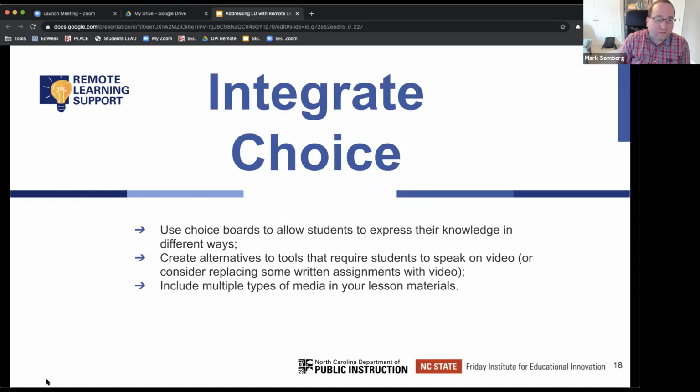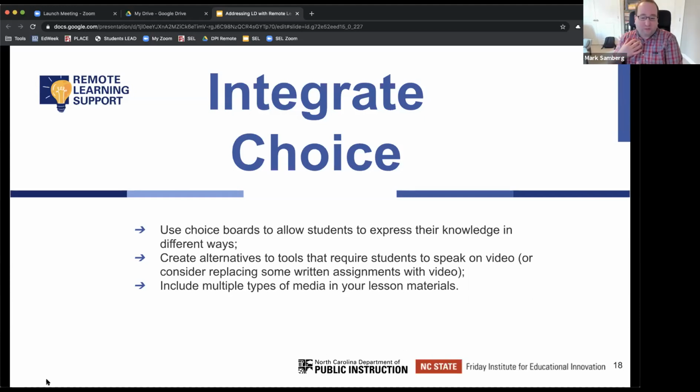It's going to be difficult for some students to type a long essay or to record. So the next one says, create alternatives to tools that require students to speak on video, or consider replacing some text assignments with video, right? For some students, they may have issues speaking on video. That may be a difficult thing for them to do, and they would prefer to submit a written response, and you would get a better response from them if it were written. Or some students, vice versa, right? Typing that response would be difficult.